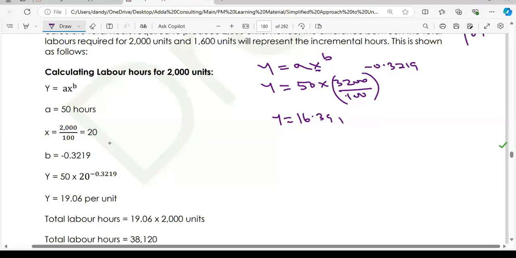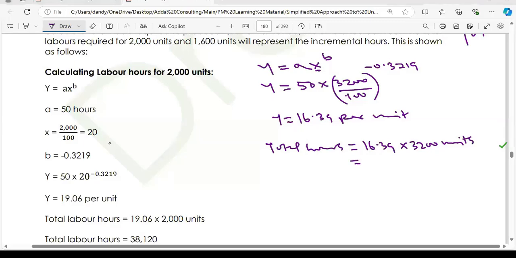Okay, hours per unit. So total hours will then be equal to 16.39 multiplied by 3,200 units. So this will give me 16.39 multiplied by 3,200 equal, that's 52,448. 52,448 hours. That's the total hours.